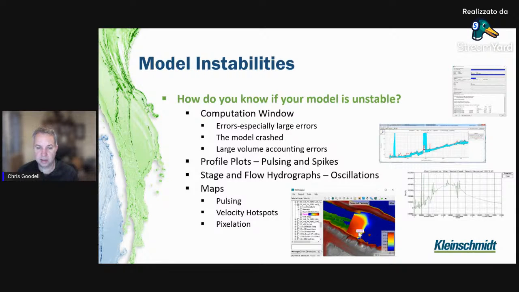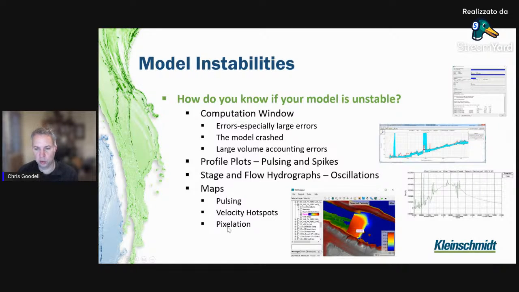Now, RAS in a 2D model can actually handle these unrealistic numbers quite well, and it might actually look like it's stable. In fact, the rest of your modeling domain may be very stable, and you just have this instability isolated to this one spot. So you're not necessarily going to see a lot of errors in the computation window when you've got a 2D model, because 2D models can recover quite easily. So look for these velocity hotspots, and then you have to fix those.